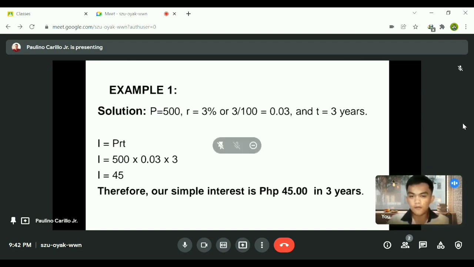So our formula here is I is equal to PRT. Just substitute the given information in the problem. 5,000 times 0.03 times 3 is equal to 450. Now, therefore, our simple interest here is 450 pesos in 3 years. So that is our example number 1.